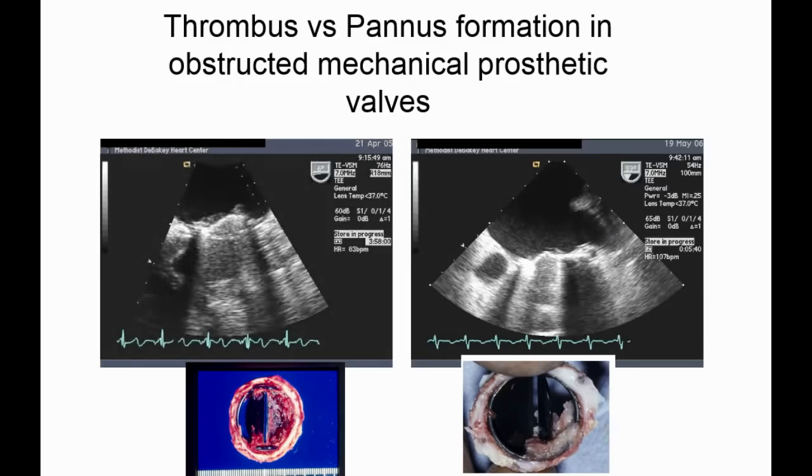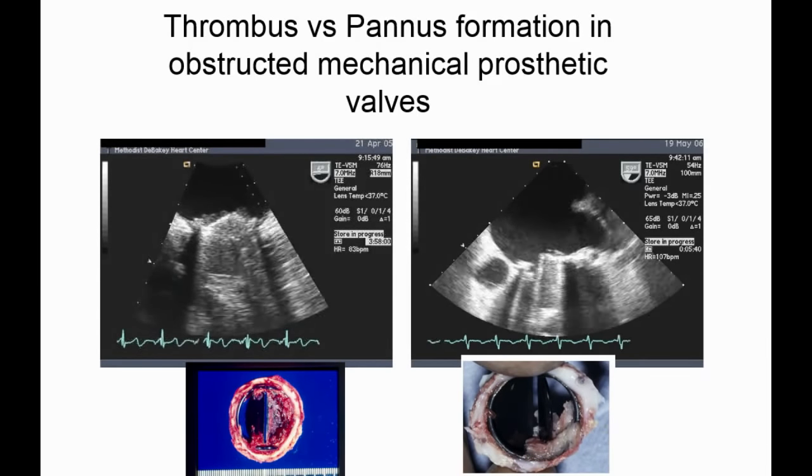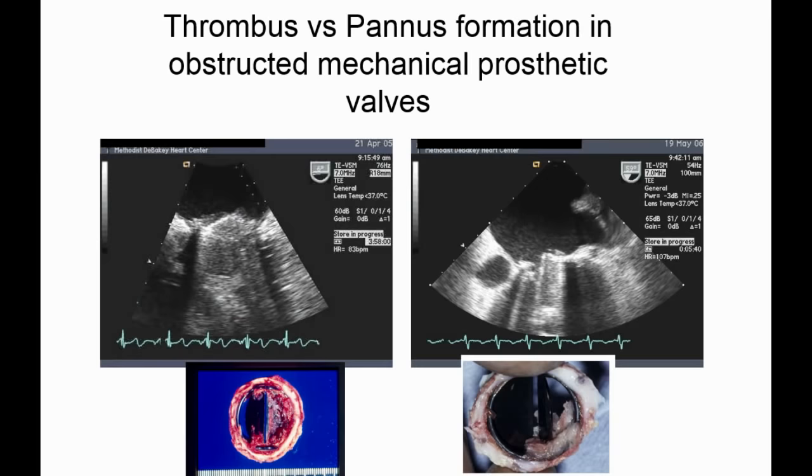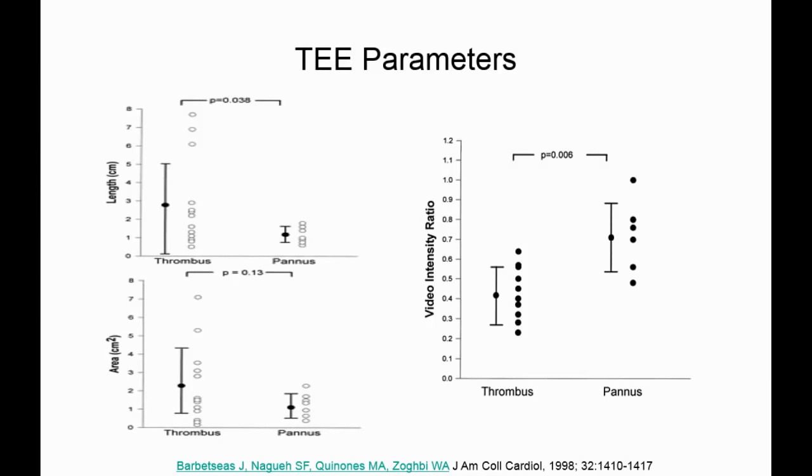It's caused by either thrombus or pannus. Left-hand side is an example of thrombus, and the right-hand side is an example of pannus. So how do we know which one is which? Because they kind of look similar. And this, again, was studied from our lab a long time ago, over 20 years ago.